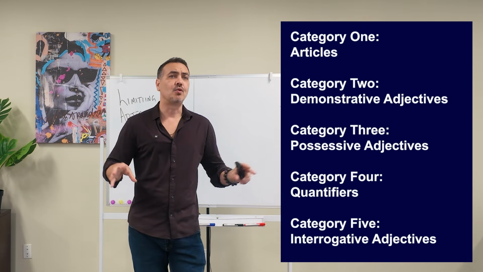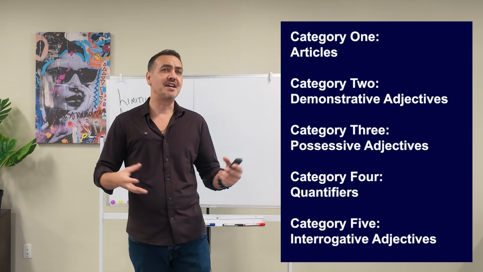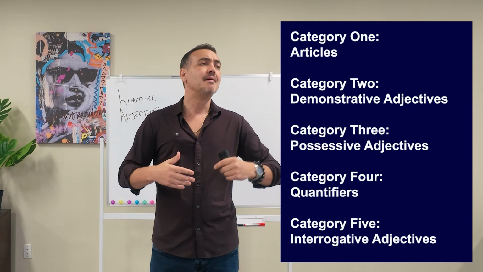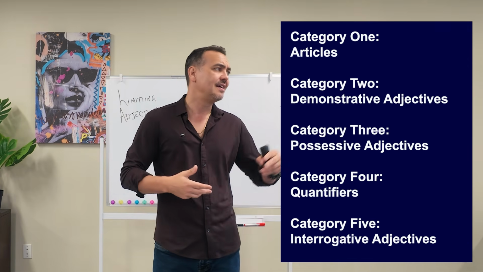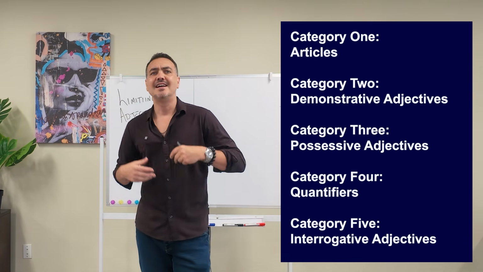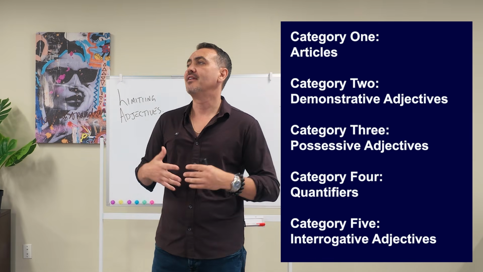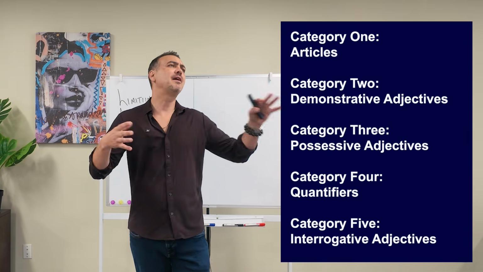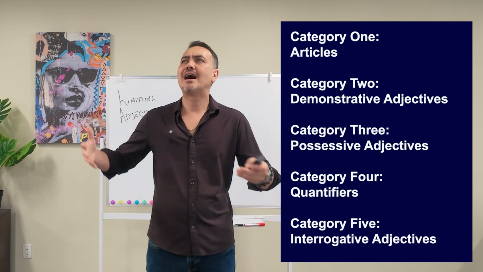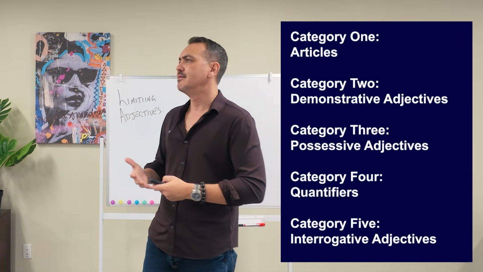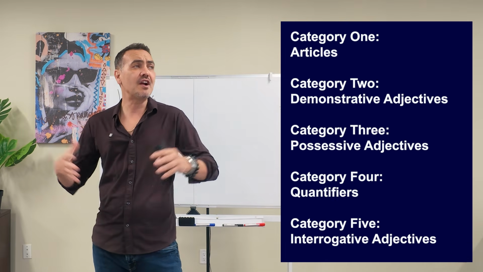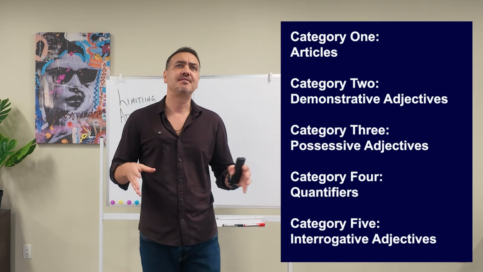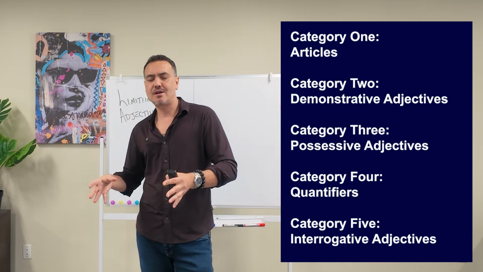Now the third category is possessive adjectives. And these show ownership or relationship. My, your, his, her, its, our, and their. My phone is broken. Her parents are visiting next week. Our apartment is near the park. Their cat is sleeping. Possessive adjectives always come before the noun.